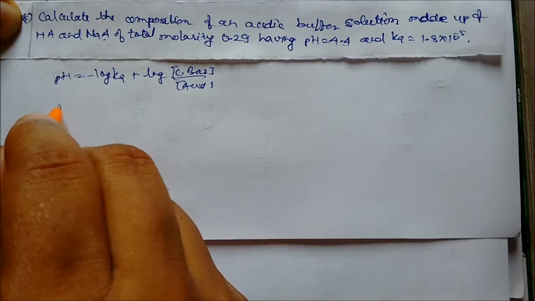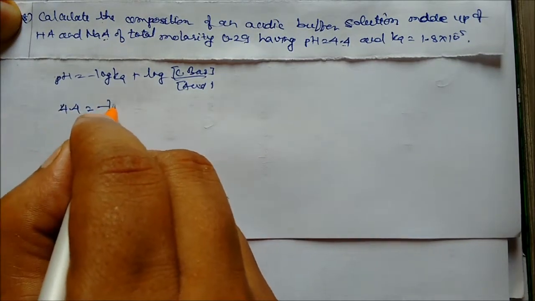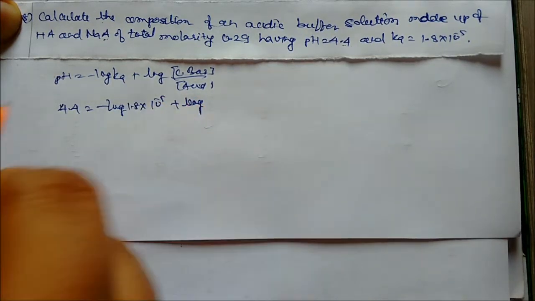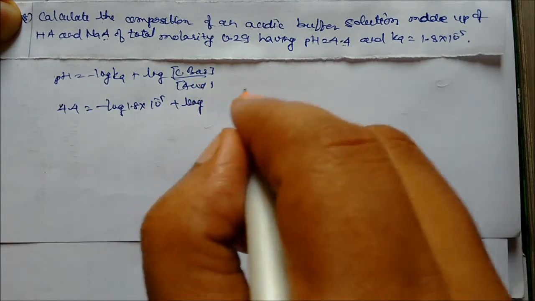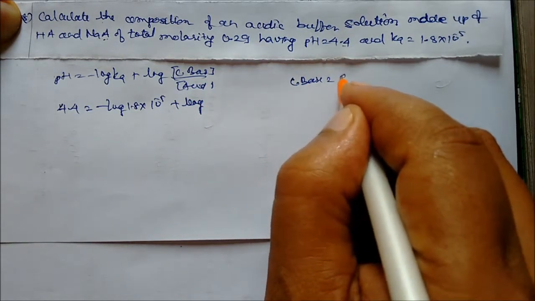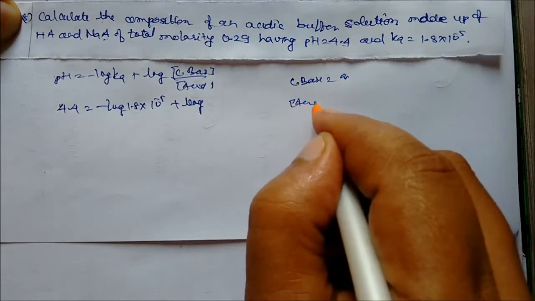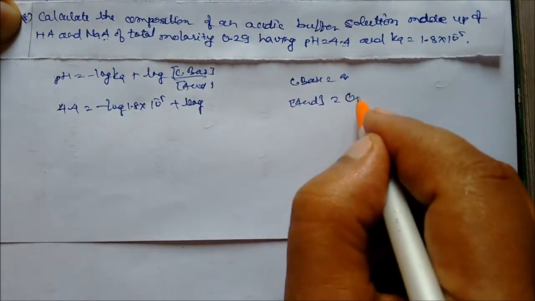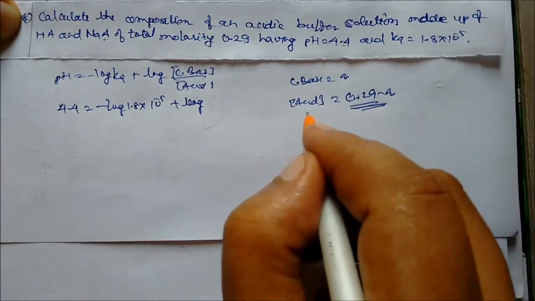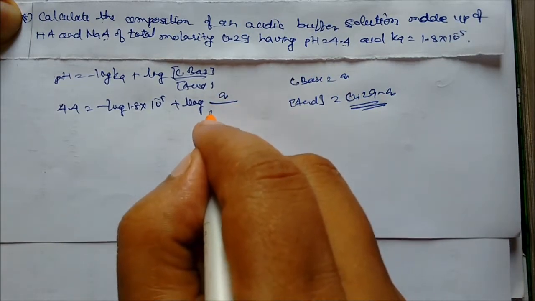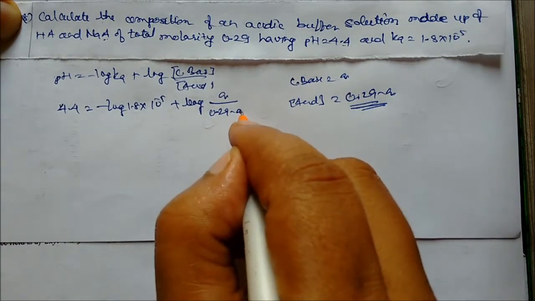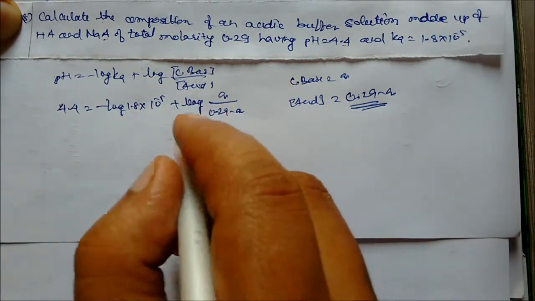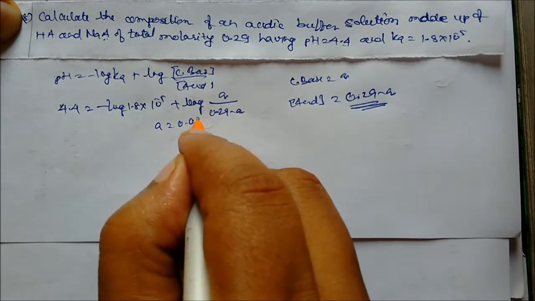So here we know that pH is 4.4, and the Ka is 1.8 into 10 to the power minus 5, plus log of conjugate base. What is the concentration of conjugate base? Suppose we take it as A. Then what will be the concentration of acid? The total molarity given here is 0.29, so the acid will be 0.29 minus A. So this is the molarity of acid. Now put these two values over here. Total molarity is 0.29, so A is there. Now we need to solve this one equation, which is again a mathematical equation. On solving, here A will be 0.09. So this is the moles.